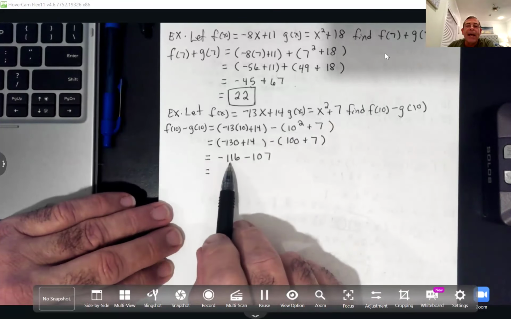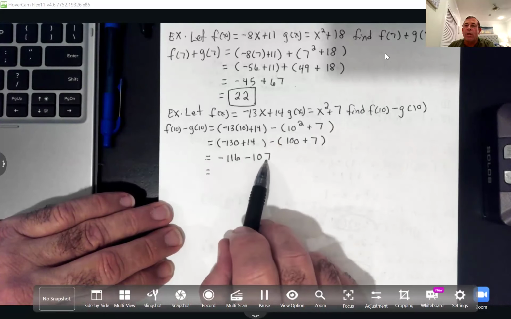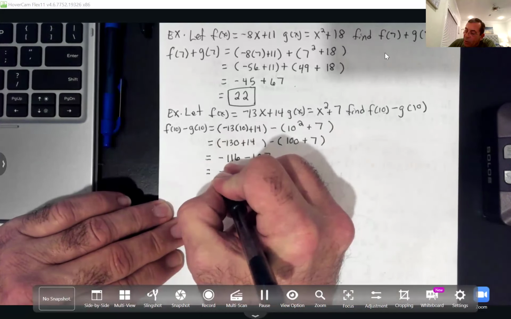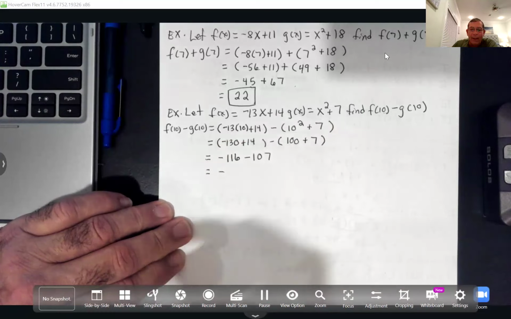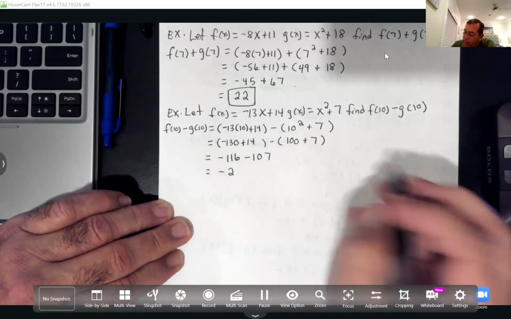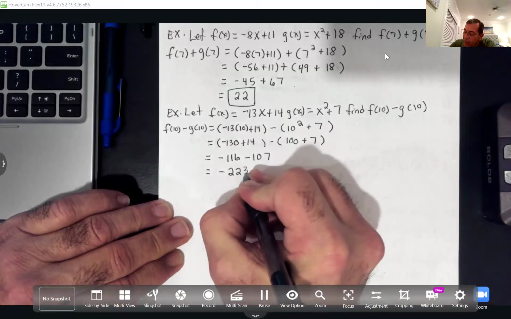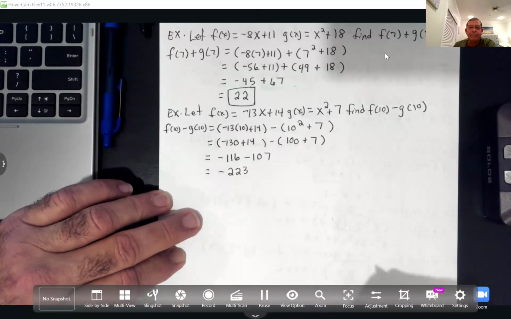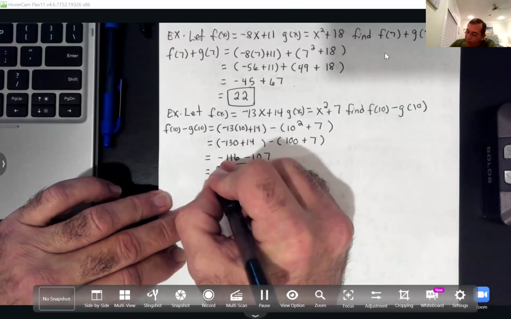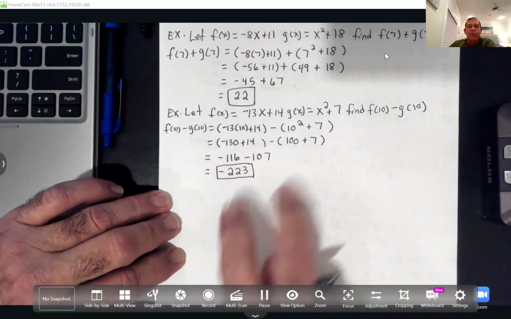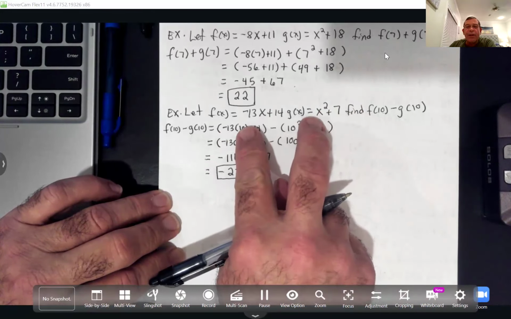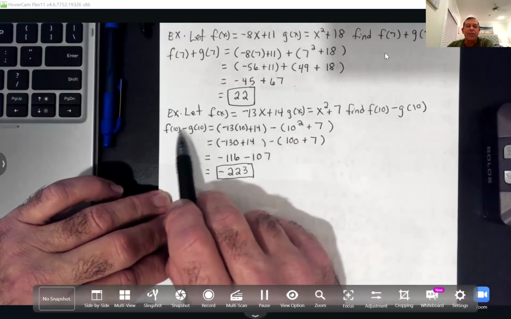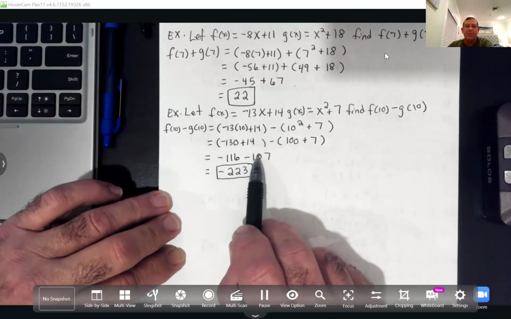So y'all look at this. I got a negative 116 minus 107. So this is like I'm adding two negatives. So that answer will be negative. And y'all, what is that? A -223. Okay. So remember, work inside the parentheses. Your last step will be the subtraction, okay? When you got a function minus a function, that's the last step, is that subtraction.